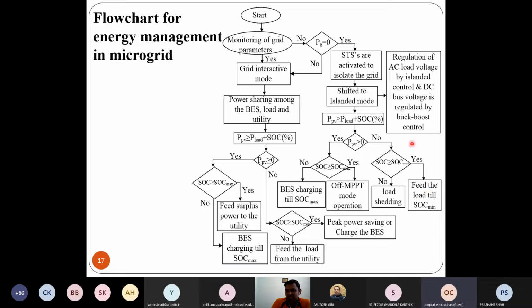If SOC is not greater than SOC minimum, we will do load shedding, because PV is not there and you have run your system for 7 to 8 hours. Still, you have not recovered the sources. So you have to do load shedding. Only the emergency load you can switch on. For the rest of the time you can switch off other loads which are not very important.